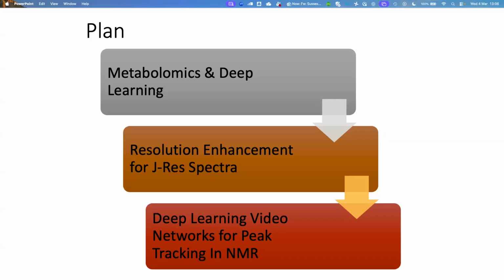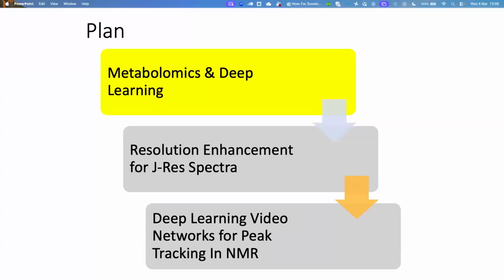So we'll have a bit of introduction there. And then there's a couple of stories I want to tell you. One is about enhancing resolution of a particular kind of spectrum that we use for profiling these metabolites in biological mixtures, which is called J-res NMR spectroscopy. And the second story, which is only a partial story because it's not published yet, is about using another kind of deep learning approach inspired by video peak tracking to look at peak tracking in the same kind of spectra.